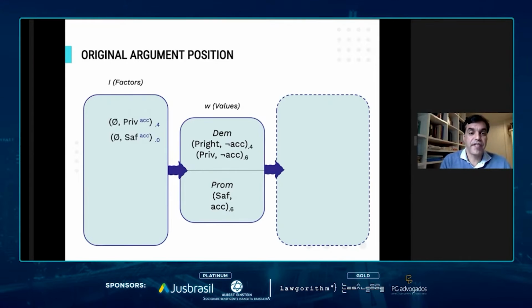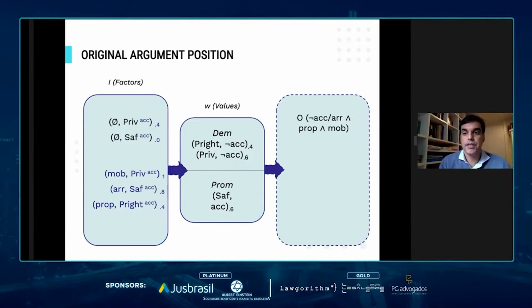Now, suppose we have this as an original argument position, where the action is forbidden because it's an arrest of a property item, in particular of a mobile phone, and the aggregate impact of the values demoted is stronger than the values promoted.